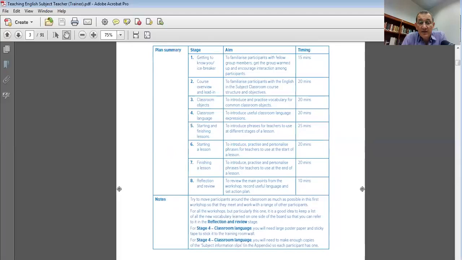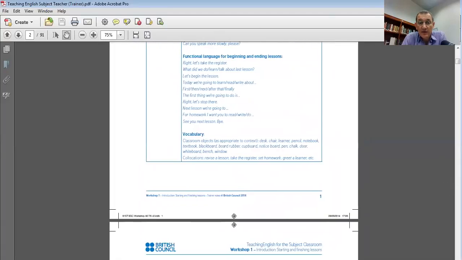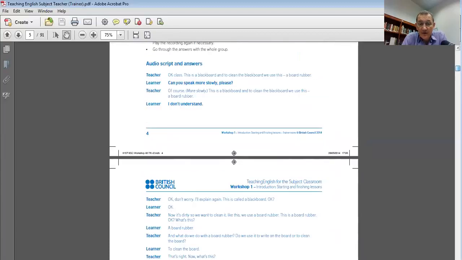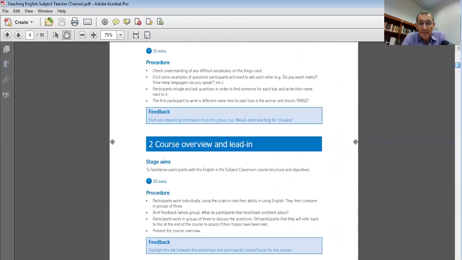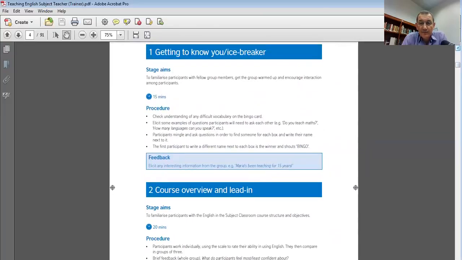So that's what the first 2 pages of the trainer's notes look like. The following pages then have the actual detailed instructions about how you should organize and execute the training session. So, getting to know you icebreaker.